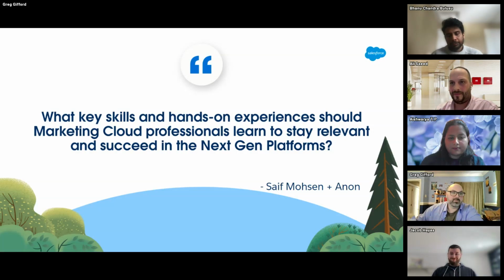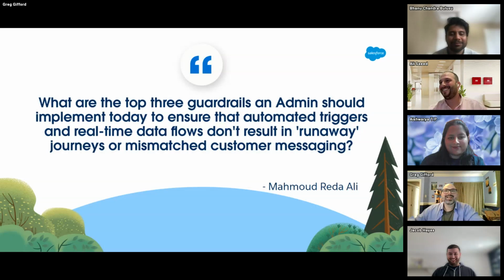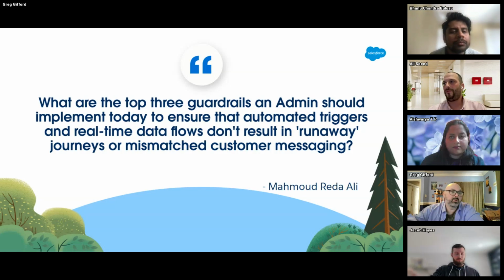Sorry. I will go back to my place as moderator and move forward to the next question now. So, what are the top 3 guardrails on admin that should be implemented today to ensure that automated triggers and real-time data flows don't result in runaway journeys or mismatched customer messaging? For this one, I think we're going to get Banu and Ayashwara to answer, starting first with Banu.